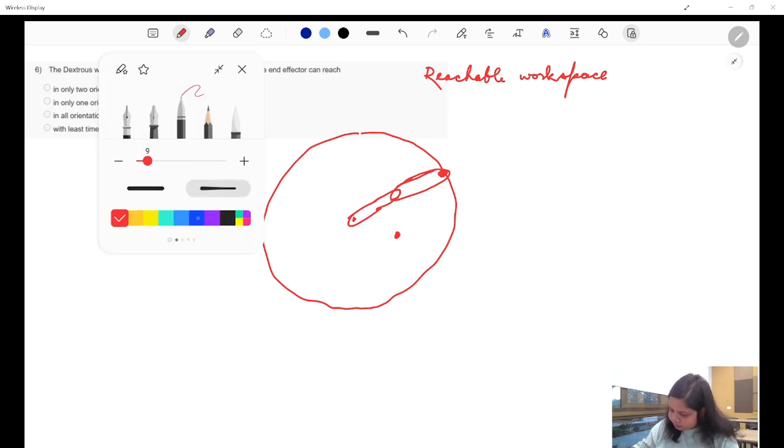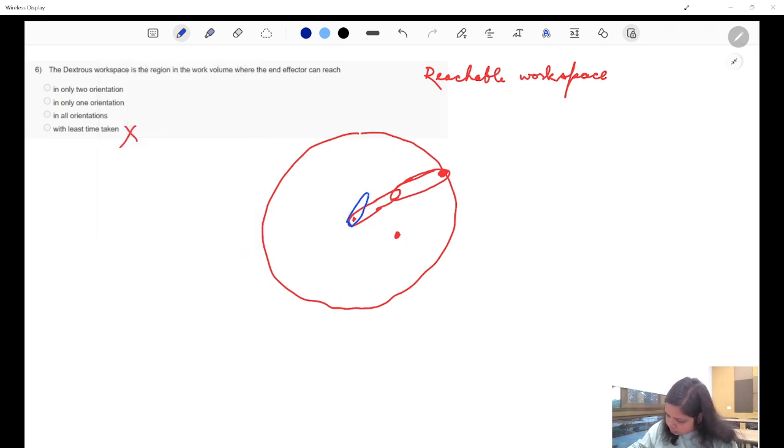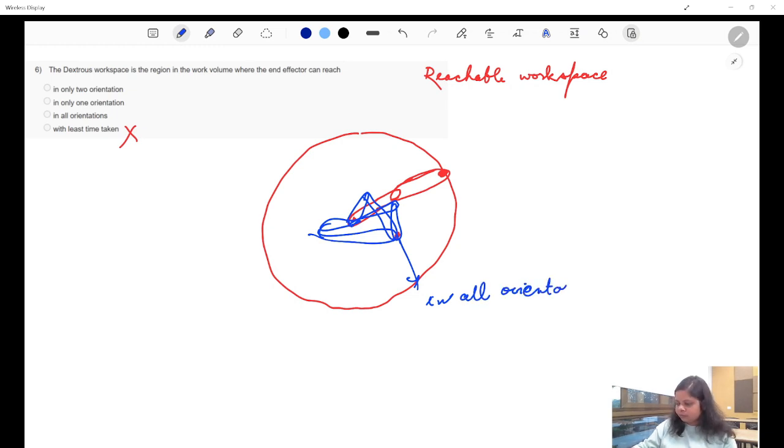Whereas if you're supposed to reach this point, you can do it in many ways. You can do it like this and like this. You can go like this, like this. You can go like this and then like this, maintaining the same link length. So there are a number of ways it is possible. So it is possible in all orientations. That is called dexterous workspace. Workspace means where the end effector can reach. What is the region in which you can manipulate things? And this is associated with one orientation. Okay, so your answer is in all orientations.